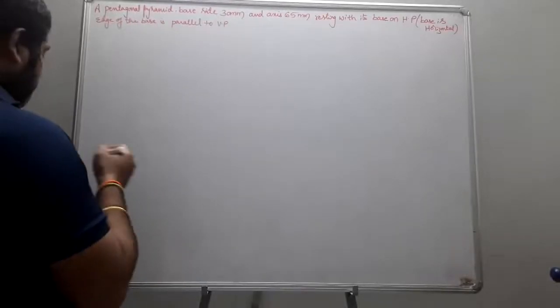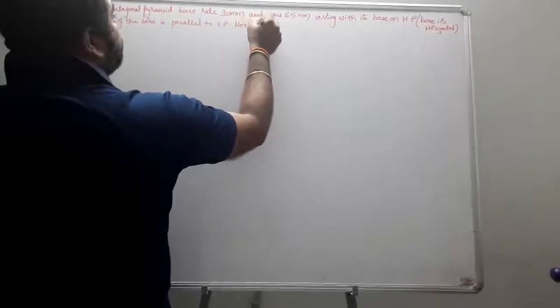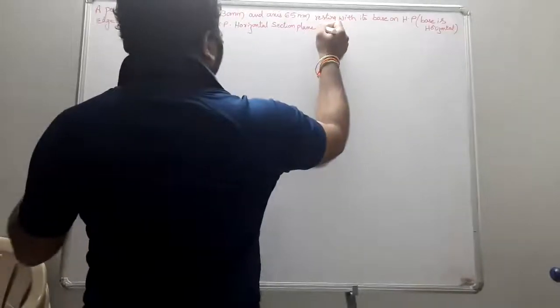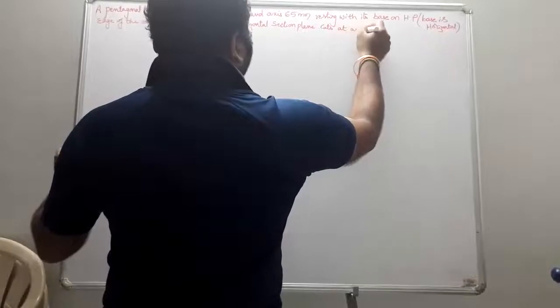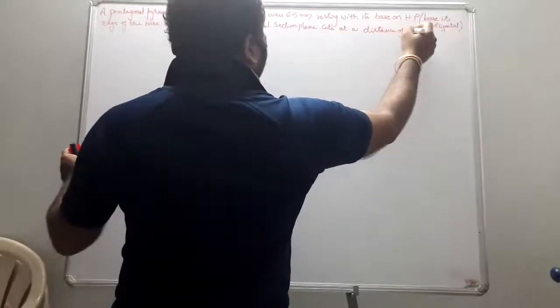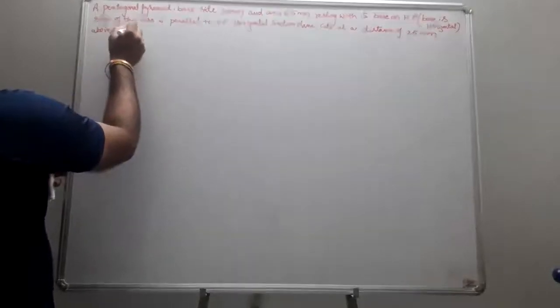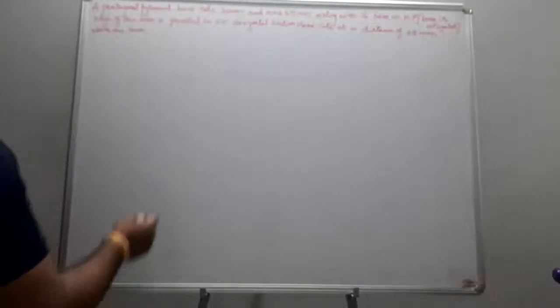A horizontal section plane cuts at a distance of 25 mm above the base. Draw its projections.